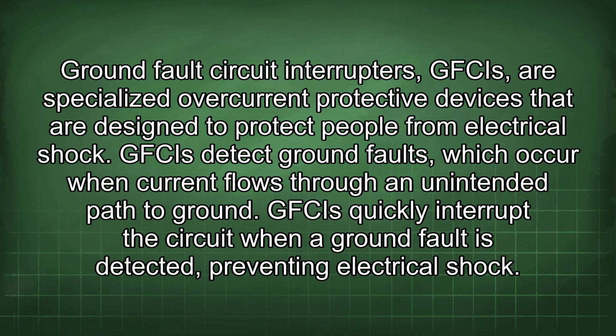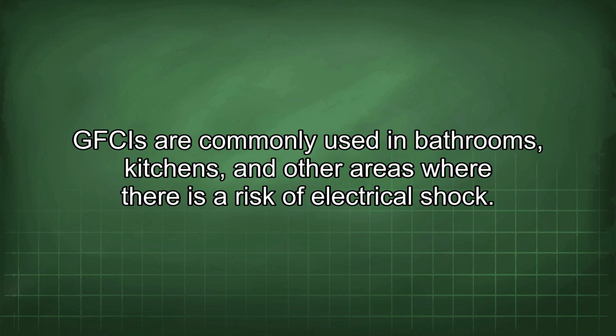Ground fault circuit interrupters, GFCIs, are specialized overcurrent protective devices that are designed to protect people from electrical shock. GFCIs detect ground faults, which occur when current flows through an unintended path to ground. GFCIs quickly interrupt the circuit when a ground fault is detected, preventing electrical shock. GFCIs are commonly used in bathrooms, kitchens, and other areas where there is a risk of electrical shock.